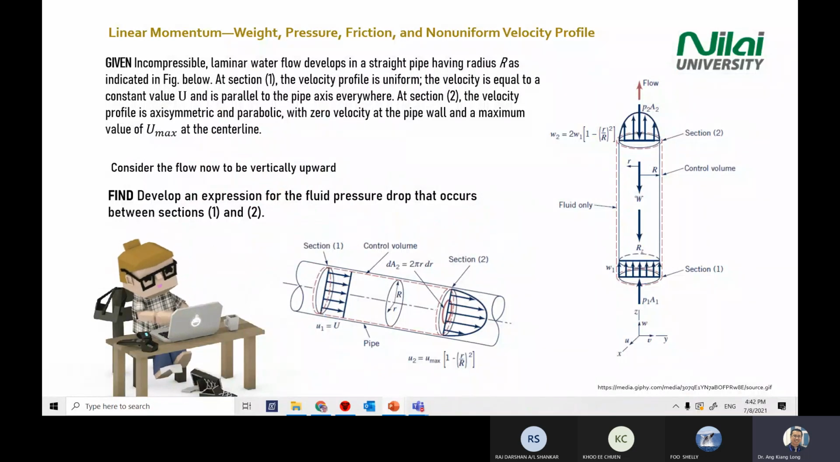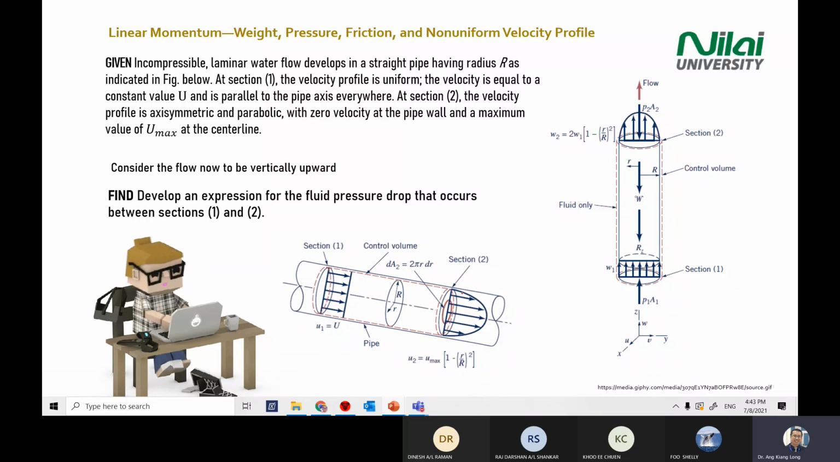I'm going to go very fast in this one. The concept will be the same. So if you look at this diagram at the lower corner of your screen, you're having a pipe also. However, this pipe is not having a steady flow or uniform flow. As you can see from section 1, which is your inlet, you have a uniform flow here. And when it comes to section 2, you're having a parabolic shape of flow.